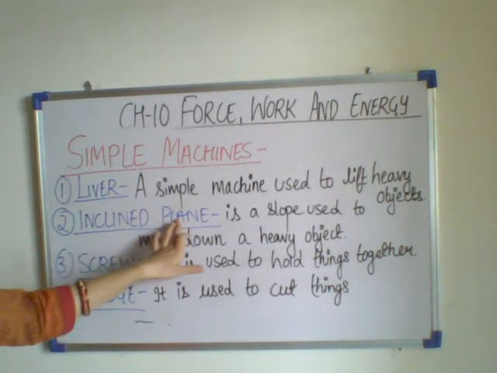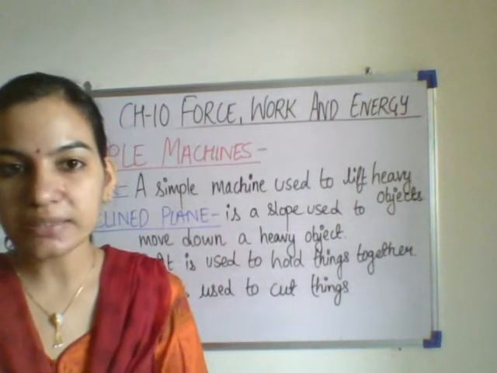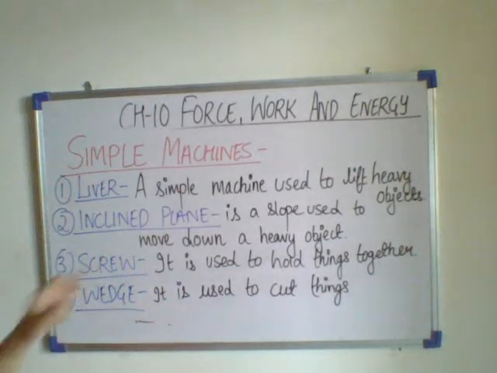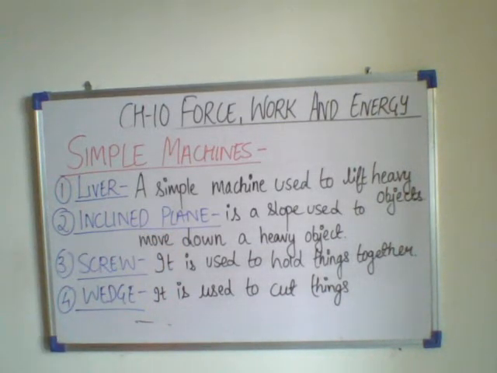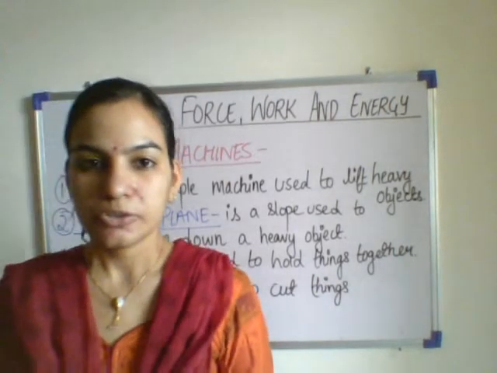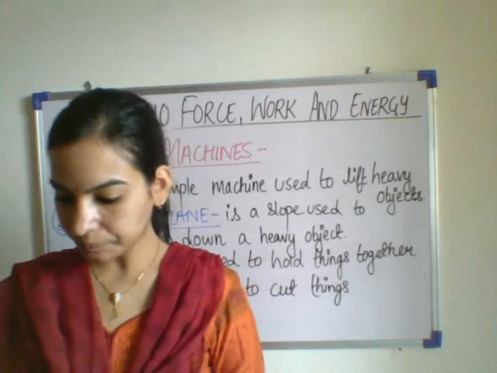What are the examples of the inclined plane? The ramp near your house so that your vehicles easily move into the garage is an example of the inclined plane. The ramp, slanted roads, slides. The slides that are there in the park are also examples of the inclined plane.